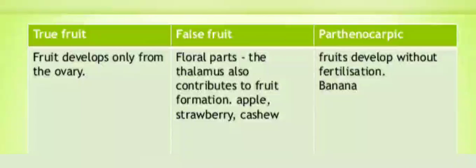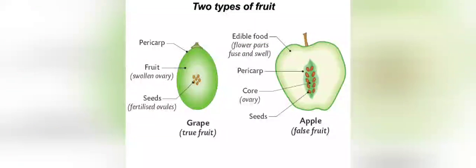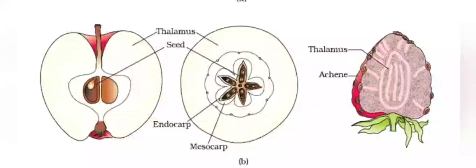Let us first compare the first two types, that is true fruit and false fruit. Here with the help of the diagram you can see the first part, the left part, is the true fruit of grape, and the right diagram is of false fruit of apple. This diagram is also there in your book where different types of false fruits are shown. For example, the first two diagrams are of apple, they are false fruit, and the third diagram is of strawberry, it is also a false fruit.